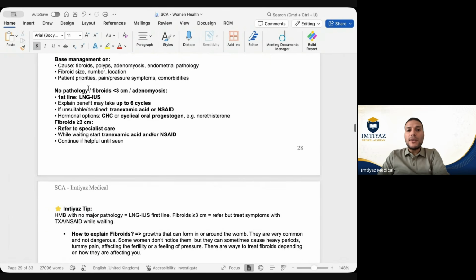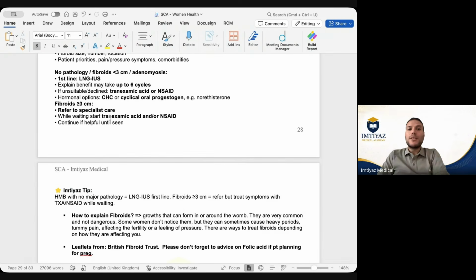So if no pathology, fibroid less than 3 centimeter, first line usually IUS, but making sure she doesn't want pregnancy. She would like contraception. So the first line, IUS. It can take up to 6 cycles until she can see a good effect. If she doesn't want that, tranexamic acid or non-steroidal can be a good option, or other options, combined tablets as well, or even progesterone only tablets. All of this can help with menorrhagia.